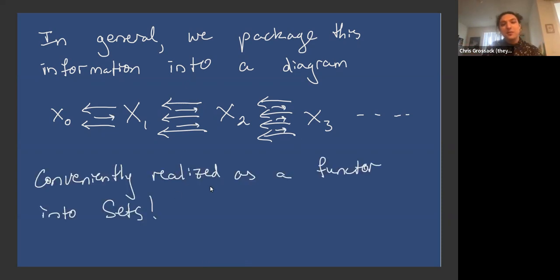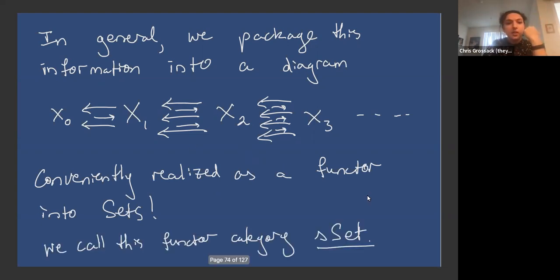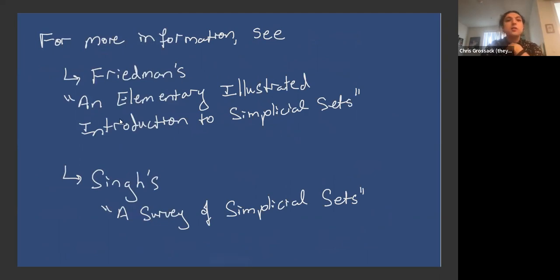And again, I'm not going to tell you about those, but don't worry about it. Oh, and I will tell you of a reference in a moment if you do want to worry about it. But this is conveniently realized as a functor into sets. And we call this functor category S set for the category of simplicial sets. So our objects are going to be functors of this form into sets, and our arrows are going to be natural transformations between these things. For more information, you can see Friedman's elementary illustrated introduction to simplicial sets. Or Singh has, I believe, a master's thesis, a survey of simplicial sets, which is also quite good and quite short. And both of these are really good references as far as understanding what simplicial sets are and why you might care.